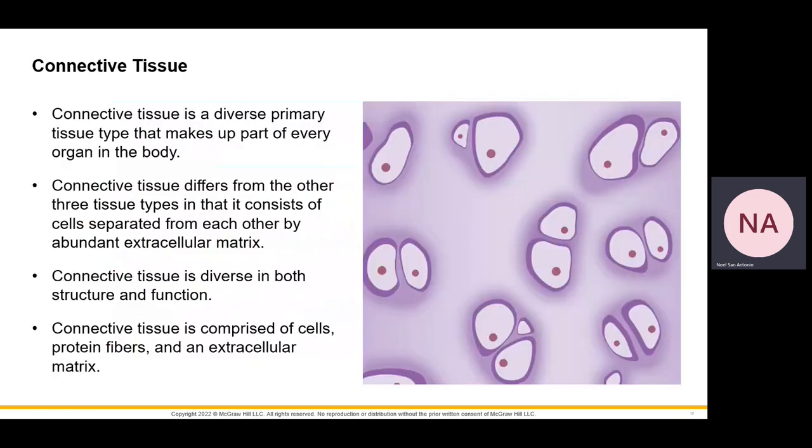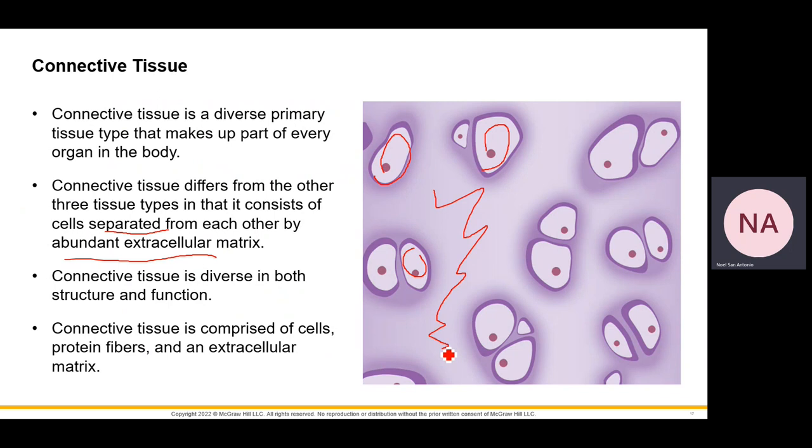So let's go to the next type of tissues. You have your connective tissues. Okay. So connective tissue is a diverse primary tissue type that makes up part of every organ in the body. Connective tissues differ from other three tissue types because it consists of cells separated from each other by abundant extracellular matrix. As you can see here, this is a microscopic diagram of cartilage. And a cartilage is under connective tissue type. As you can see, these are the cells, okay? And they are separated from each other by an abundant extracellular matrix.